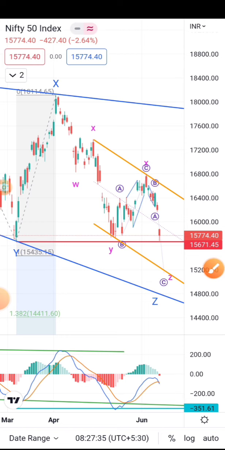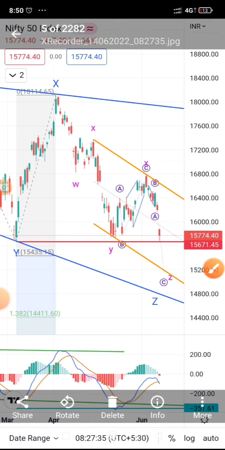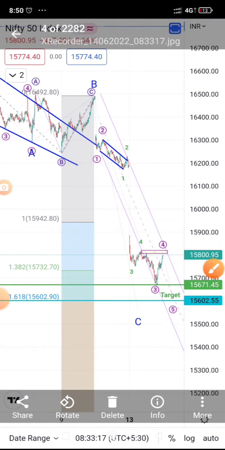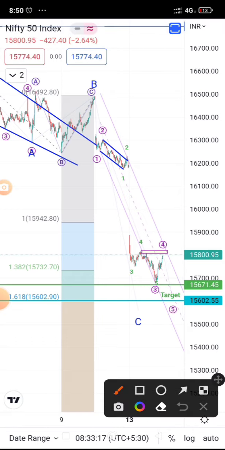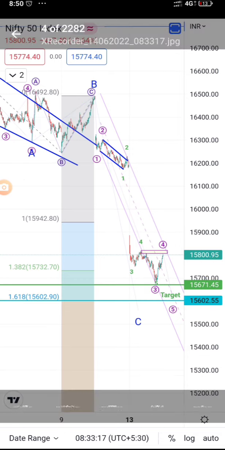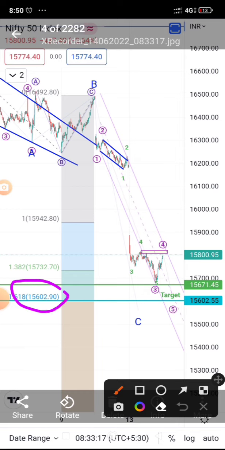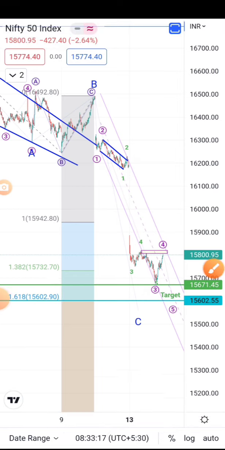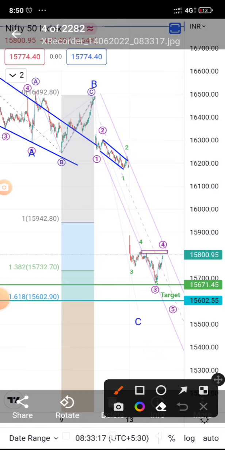So now let's move ahead and check what is happening here. Okay, so the moves here are looking like this, of the C wave fall. So the A wave completed here, the B wave completed as an expanded flat, and the C wave is currently in progress, which we already projected going minimum towards 15,603, right? So now the internal move on the 5-minute chart. So this is the 5-minute chart.